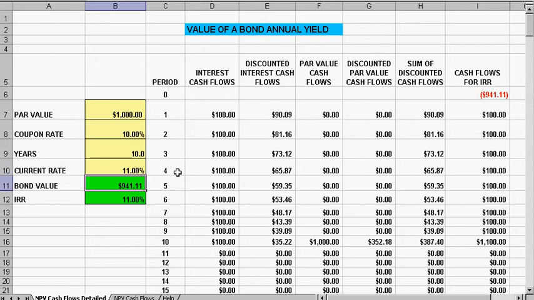If the current interest rate is above the 10%, the value of your bond will go down. That makes sense, because if you could get 7% in the bank, why would you buy something for 6%, as an example? So it does make sense. And this is an IRR, internal rate of return.